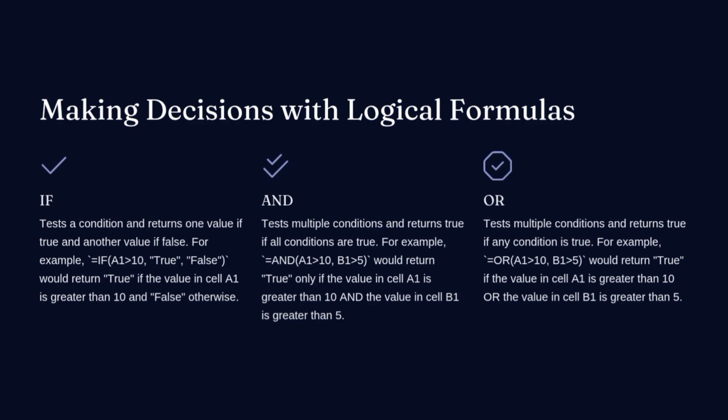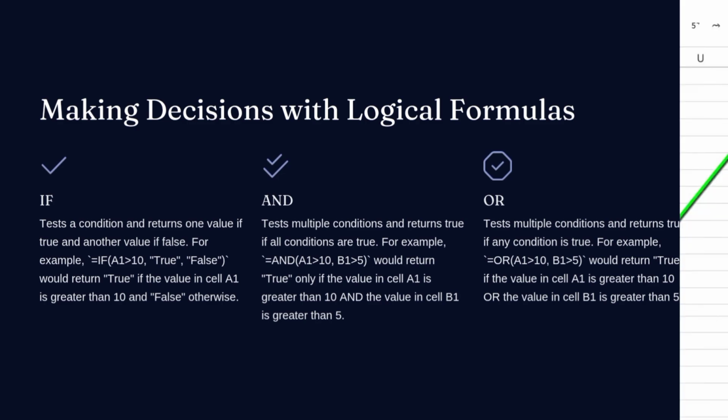Or tests multiple conditions and returns true if any condition is true. For example, equals OR(A1>10, B1>5) would return true if the value in cell A1 is greater than 10 or the value in cell B1 is greater than 5.